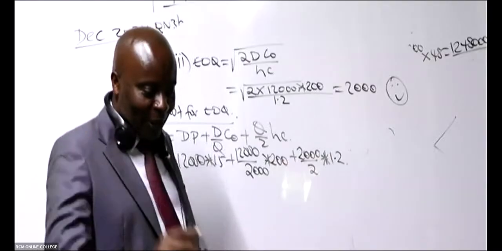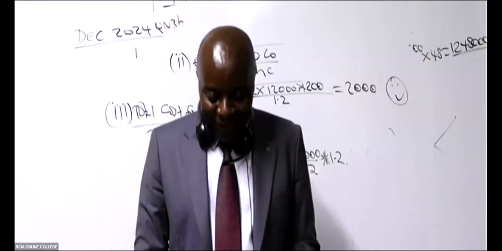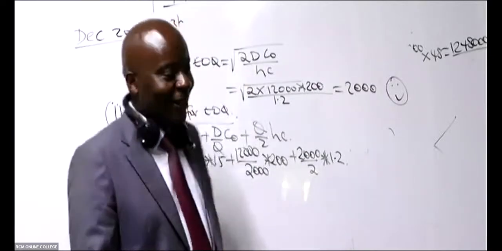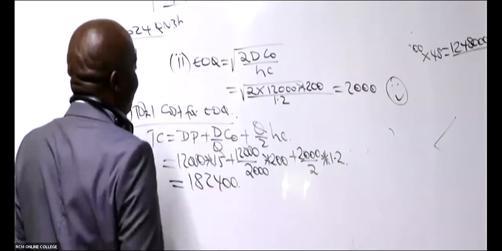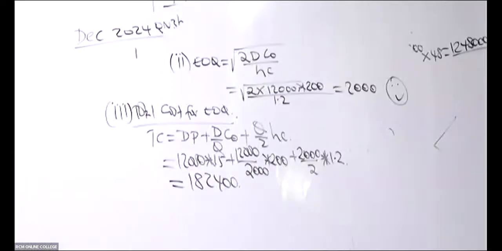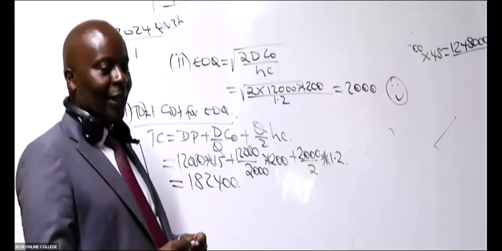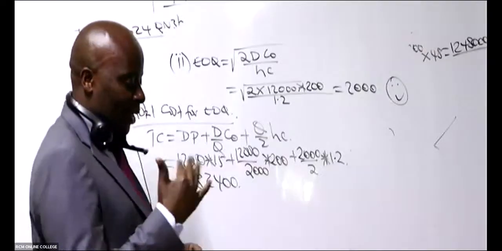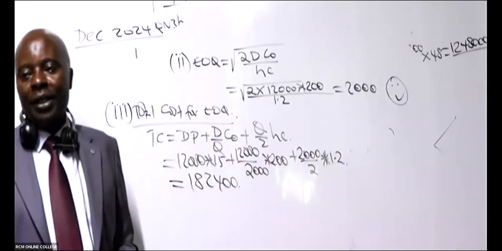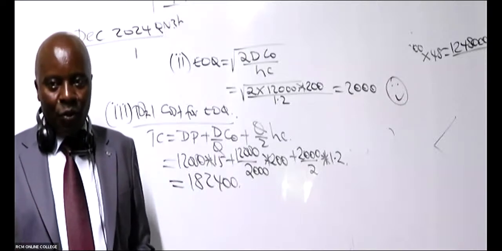Even if I'm telling you that management accountants will minimize cost, I don't minimize cost myself. So they're getting 182,400. So what would you recommend? This time, in this case, I'm recommending EOQ. EOQ is cheaper now, isn't it? The other one was 183,000. This is 182,400. So I recommend the EOQ model. It is cheaper.